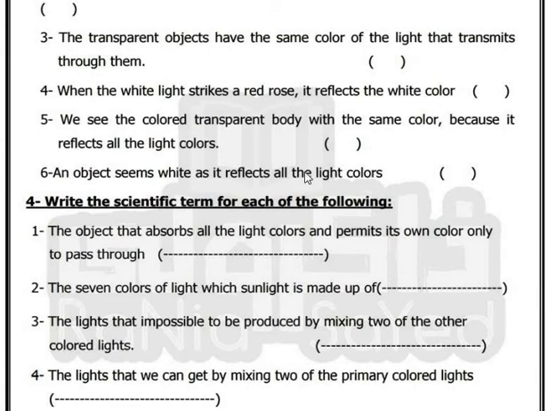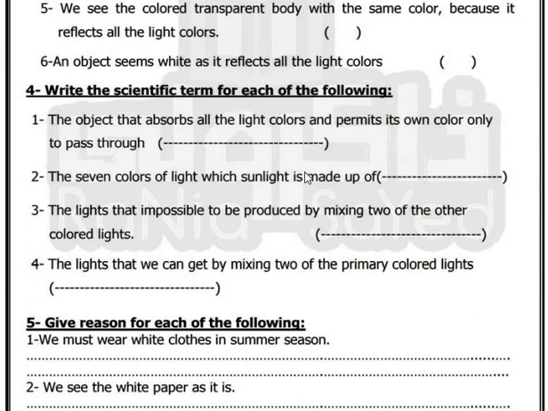Excellent, true. طيب write the scientific term. The object that absorbs all light colors. Objects absorb all light colors and permit or allow its own color only to pass through. يبقى ده بالنسبة لي مين؟ Transparent. Very good, transparent colored object.